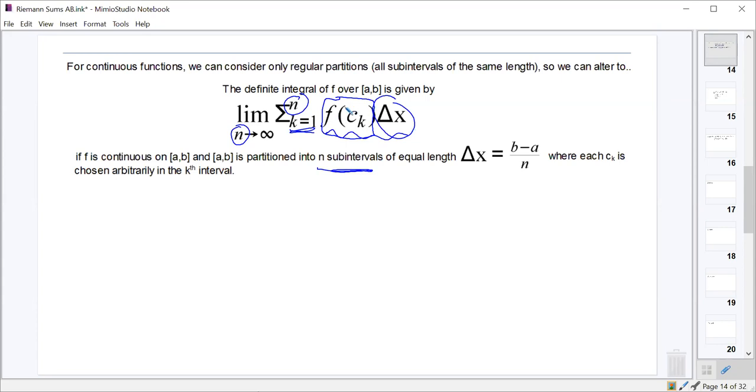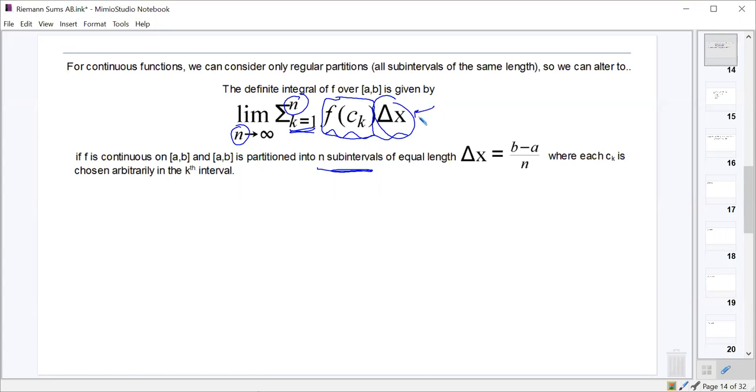So the c sub k, we were talking about midpoints, but it doesn't have to be midpoints. It could be the right-hand endpoint, it could be the left-hand endpoint, it could be any point within that subinterval that we're looking at. And in fact, what we're mostly going to use is the right endpoints, because it makes the arithmetic a lot easier.